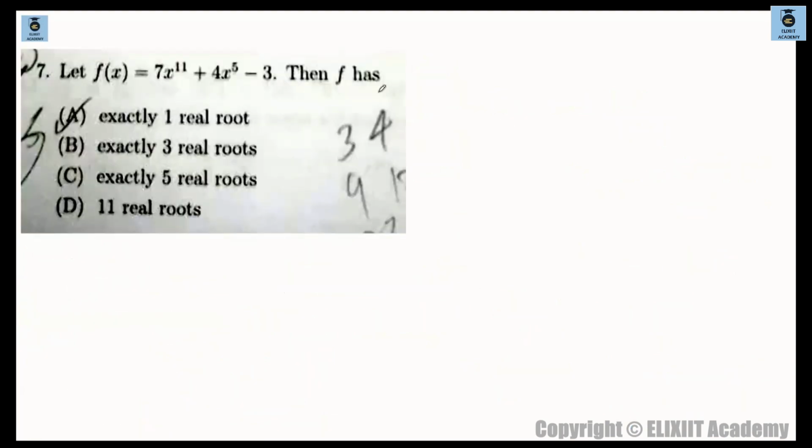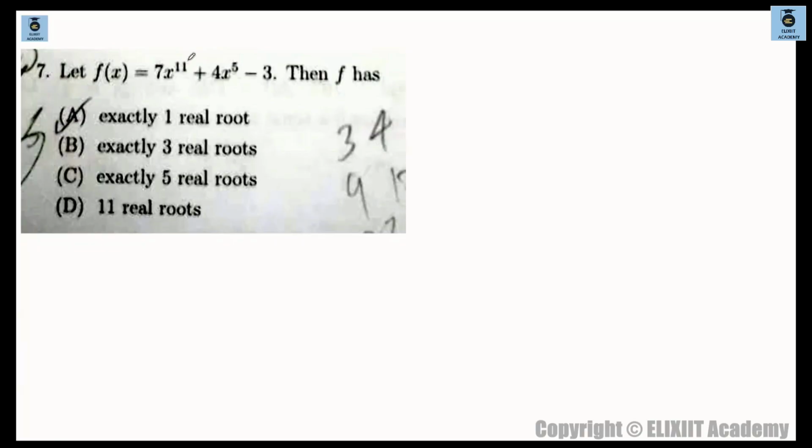Okay, next we have this question which says that a polynomial function is given, and we have to state how many real roots f has: 1 real root, 3 real roots, 5 real roots, or 11 real roots. We have a very simple polynomial given. So we can use Descartes' rule of signs. Here we'll first check the number of sign changes in f of x.